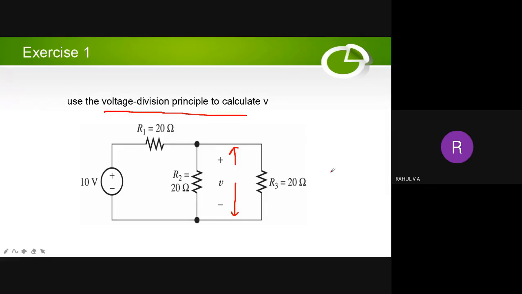So I will explain. Assume I am a student. The problem with me is that it is very difficult to identify whether it is a voltage divider circuit or not. The problem here is two parallel resistances. So the circuit somewhat looks like this. So here two parallel resistances are there.